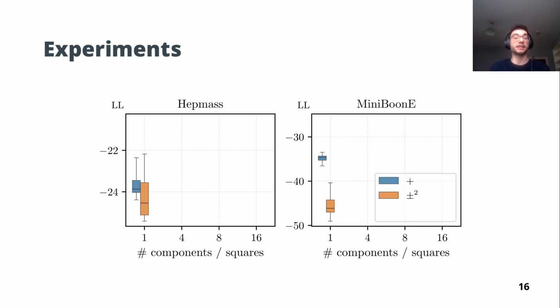The expressiveness results that I've just shown are consistent with our experiments. In our paper, we evaluate monotonic and squared circuits on density estimation benchmarks and compare them based on the log-likelihood, so the higher the better. First, we show that a single squared circuit can perform worse than monotonic ones. On the other hand, some SOS circuits achieve higher likelihoods than both squared circuits and monotonic ones, as shown here in red.